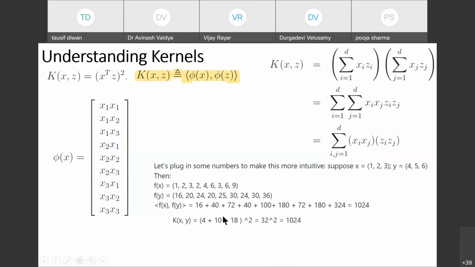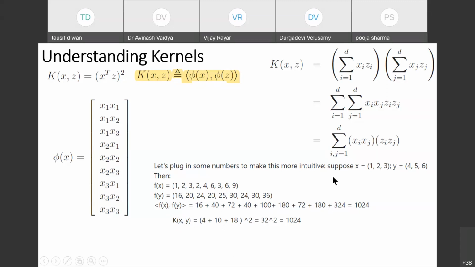What is the time complexity of this calculation? The time complexity of this calculation is order of p. This phi of x calculation is order of p, phi of y calculation is order of p. This calculation is once again order of p. Just look at this calculation. This calculation is order of d. What is the relationship between d and p? p is very, very large as compared to d. We want that computation should take place in order of d time only.